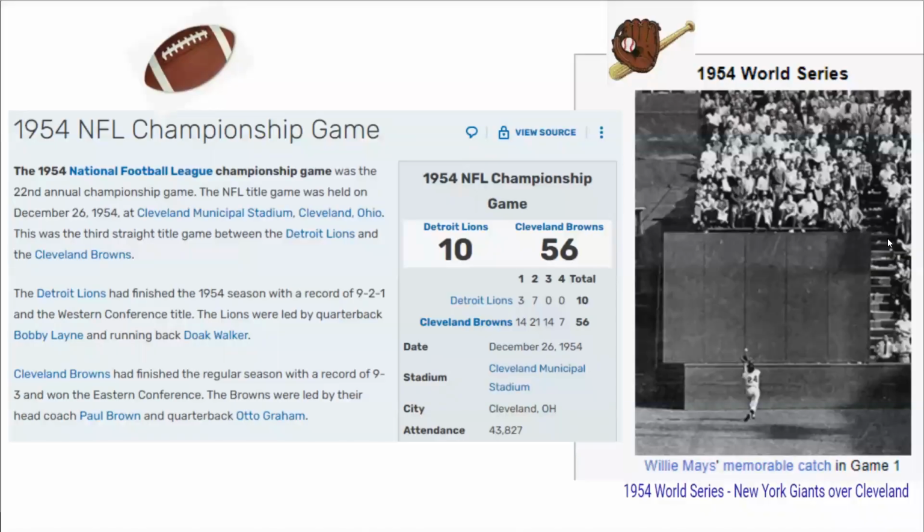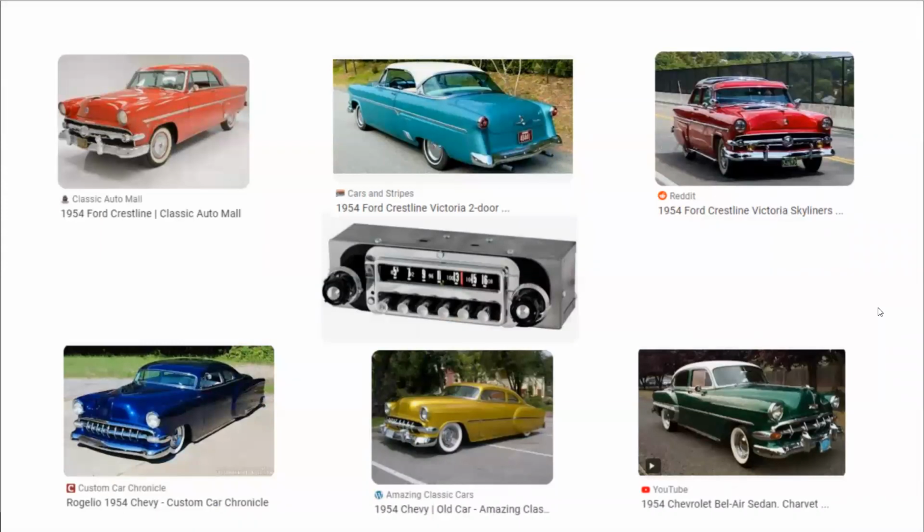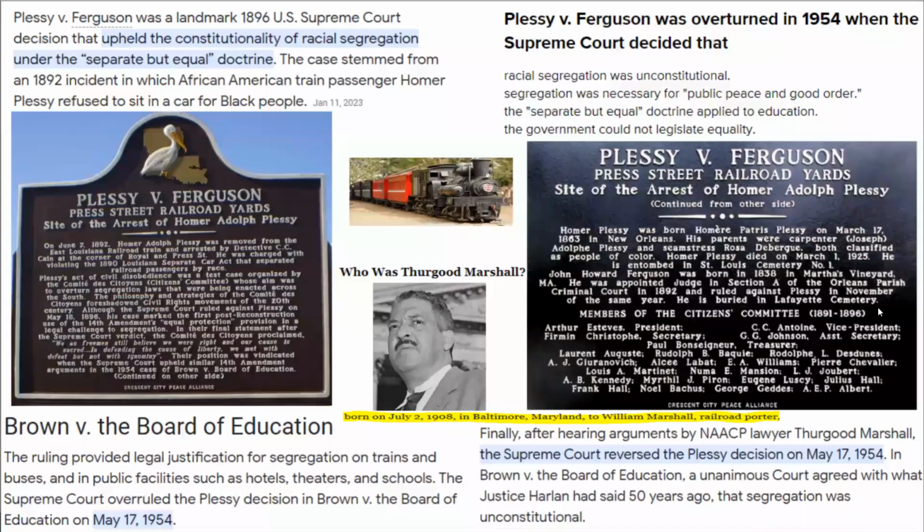In the NFL championship, the Cleveland Browns beat the Detroit Lions, and Willie Mays in the World Series made his memorable catch. Rocky Marciano was the heavyweight champion of the world, and gasoline was 29 cents a gallon in 1954. If you were driving around in automobiles during that time, your model cars may have looked something like what you're seeing here. And on the radio, you're lucky if you had maybe 10 stations in your area, but your radio probably looked something like what you're seeing in the center of the picture. I won't stay on this screen long. It's a busy slide, but you can look at it in more detail and replay.